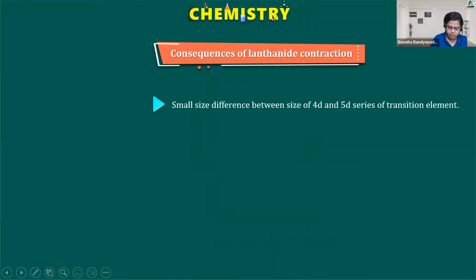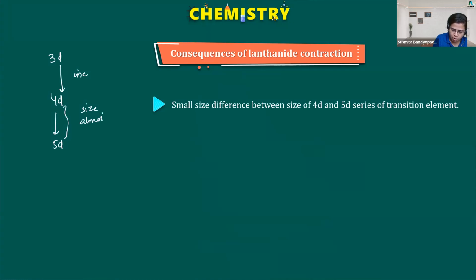As discussed yesterday, from 3D to 4D there is quite a large increase in size. From 4D to 5D, the atomic radii, the size, almost remain the same, or there is a small difference. Either almost the same or a very slight increase, or maybe in some places a slight decrease. I don't remember those values exactly, so not much difference in the values.